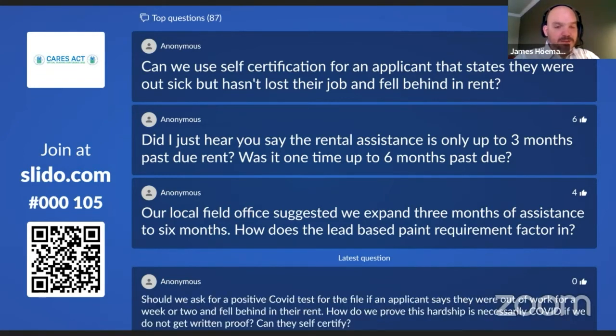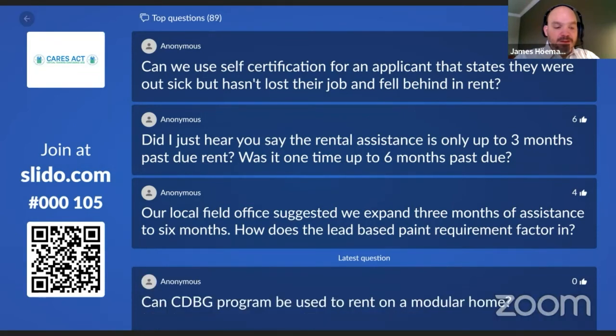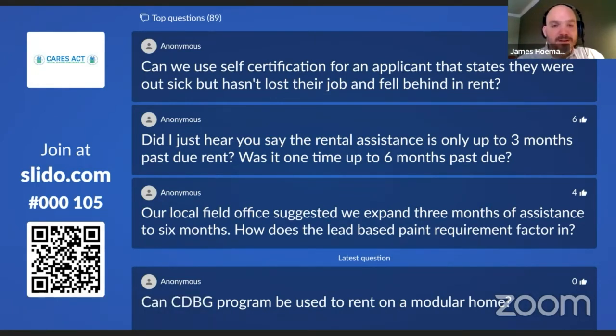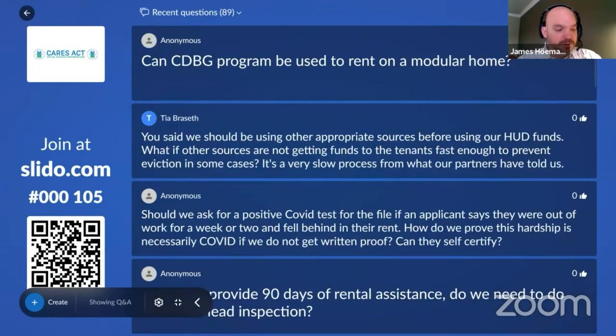Self-certification, I would say in this case, is perhaps rather slim, but that does come back to your policies and procedures and what you allow. Ideally, in this case, would be a statement from the employer that the individual was ill and unable to work, or to use their actual earning and leave statement to show that they had this gap, if you will, in their earnings. That would be more appropriate than self-certification in this case. But again, that is up to you and what you consider to be acceptable documentation.